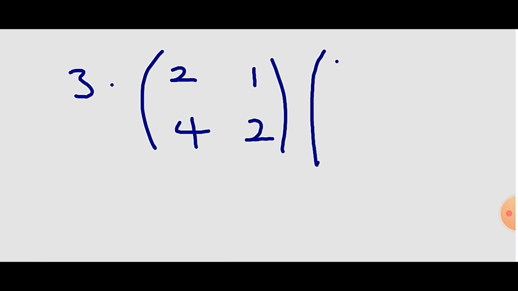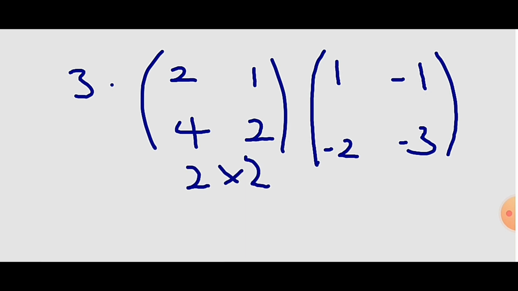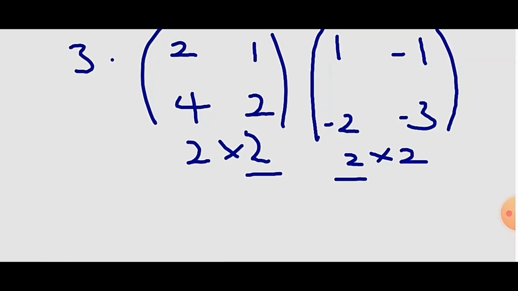Number 3 is I want to multiply 2, 1, 4, 2 by 1, -1, -2, -3. So this is still a 2 by 2 multiplying a 2 by 2. A 2 by 2 multiplying a 2 by 2, the multiplication is obviously possible because the number of columns in the first is equal to the number of rows in the second. So let us multiply these 2.